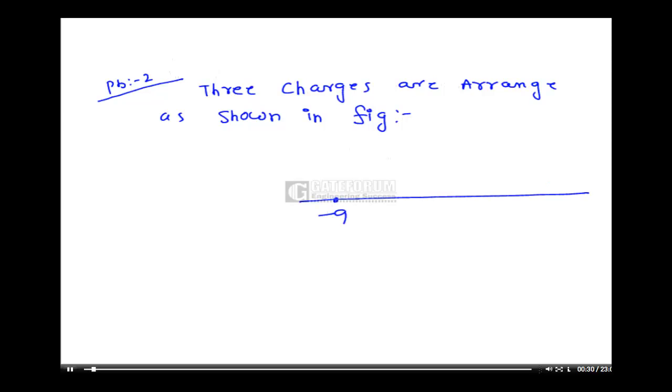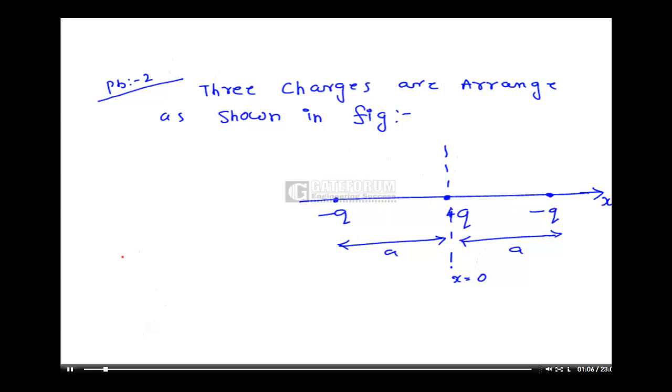This is minus Q. This is 4Q. This is minus Q. This is the given x-axis, so this is the x is equal to 0 point. The distance between this and this is A. The distance between this and this is A. So the charges are arranged like this.